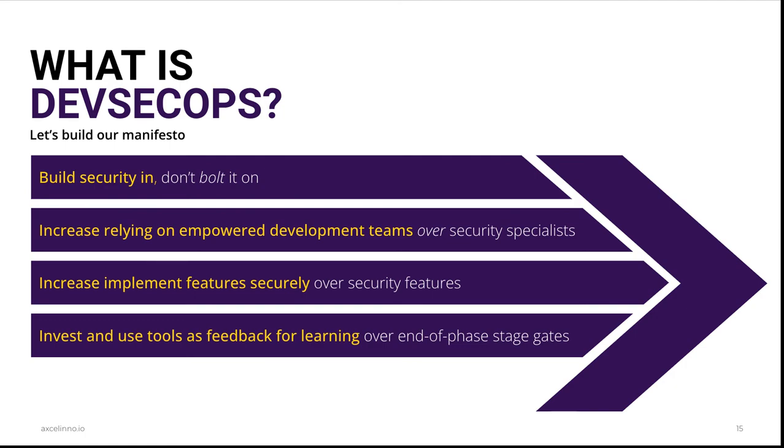The other thing is invest in and use tools as feedback for learning, as opposed to end-of-phase stage gates. What do we mean by that? Well, you get SAST, you get DAST, you get IaaS, there's lots of other scanning, software composition, things like that. You want to do those things early. You want to scan and report back, and there's all sorts of things you can do there to alert people to address those things, to remediate those issues, and learn from them. Why do we keep seeing this one vulnerability over and over again? Okay, well, let's educate everybody on a new way to architect and design this piece of software. Again, implementing something securely as opposed to a security feature.